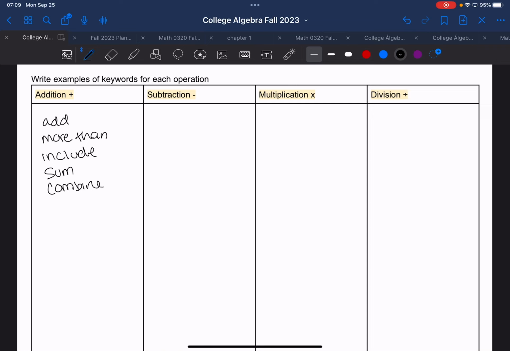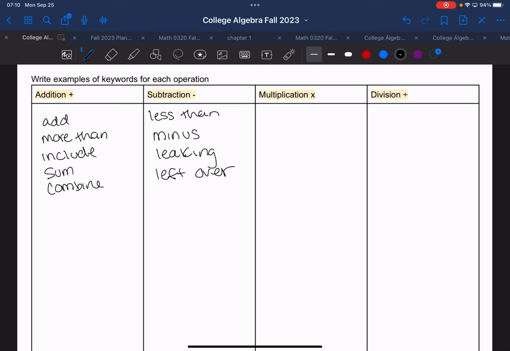What about subtraction? Good, we could see less than. What else could we see for subtraction? Minus. If our word problem is talking about water and it says the water is leaking, that would be subtraction. Leftover. Good, and these are just words to help you get familiar with these operations.